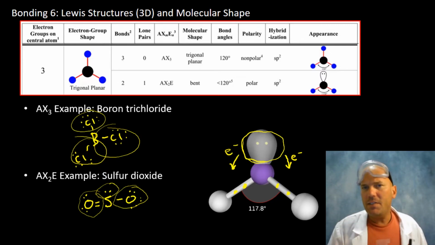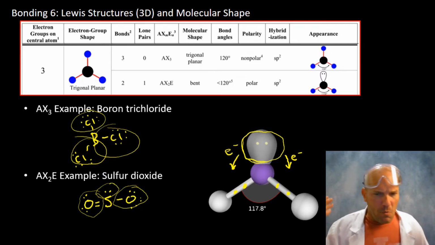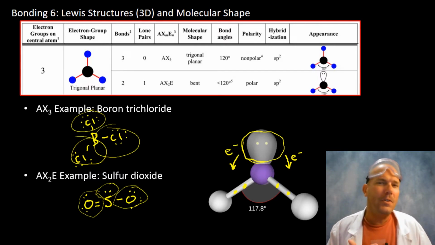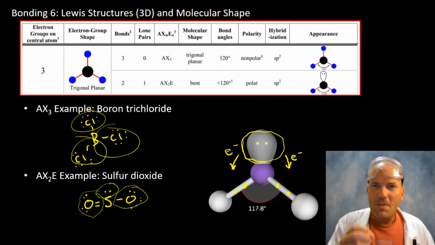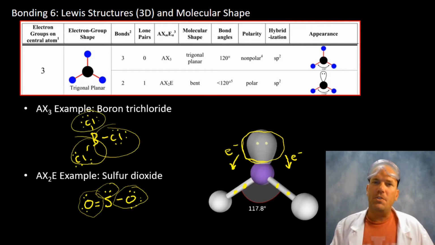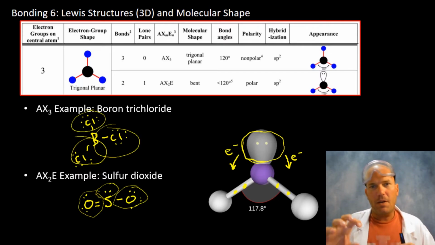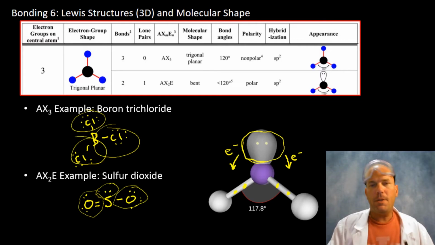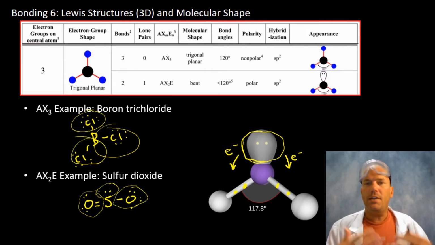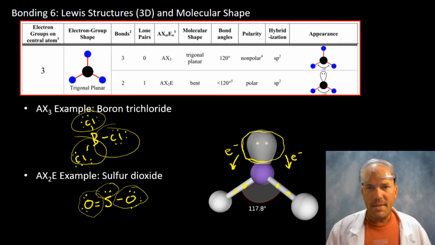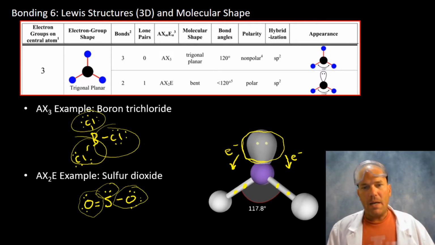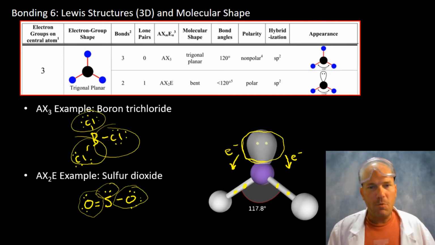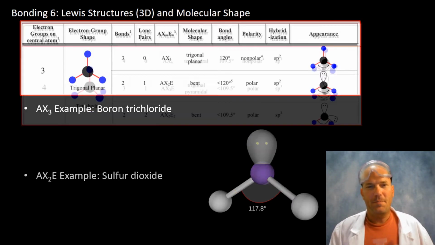Okay, so in this case here, we had a 117.8 degree bond angle. Now you don't need to know that exact number. You just need to be able to ballpark and for sure understand it will be less than the 120 that we saw in a trigonal planar. So this is a trigonal planar bent structure with bond angles less than 120 degrees.